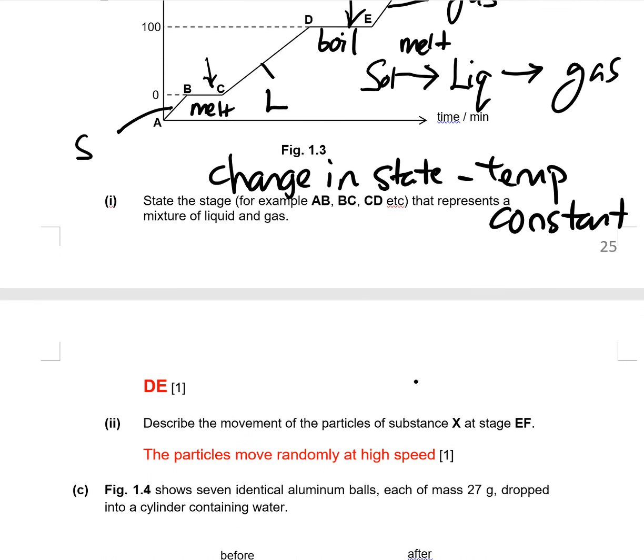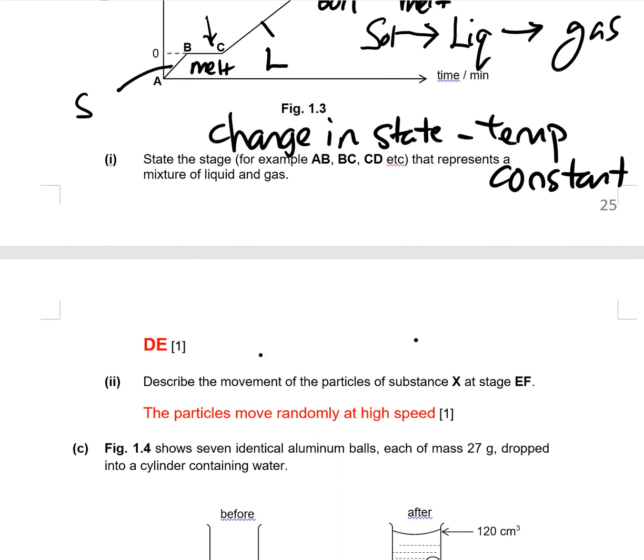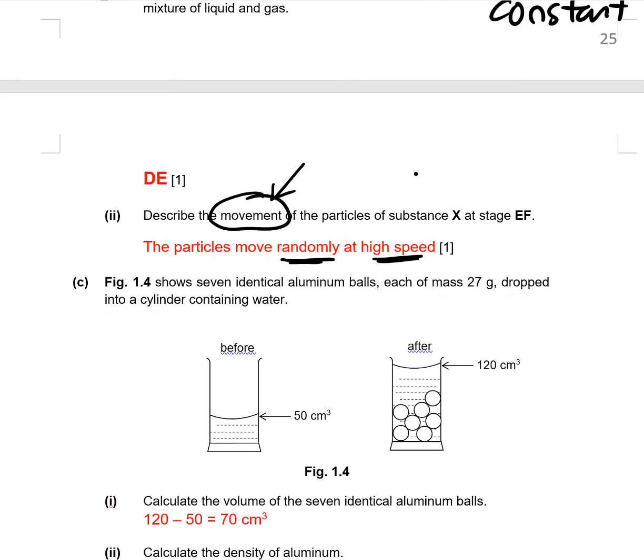And the next part asks you to describe the particles at EF. So EF refers to this part here. So this is the part where it is a gas. So basically they're asking you to describe the movement. So be very careful. Are they asking you to describe the forces, the structure, and so on? In this case, movement. So focus your answer on movement. So the movement will be random at high speed. Both need to be written to score your mark.